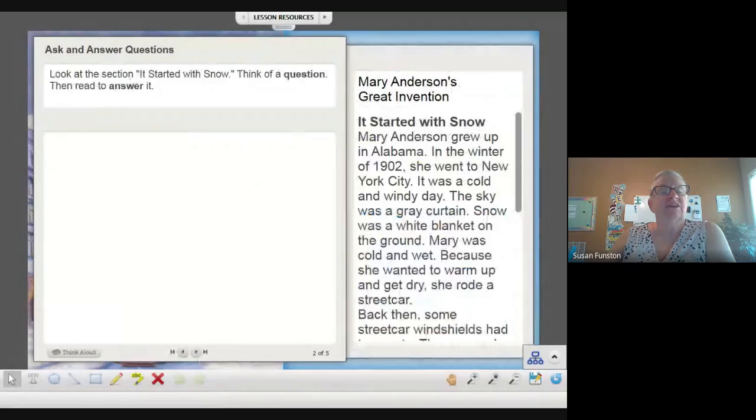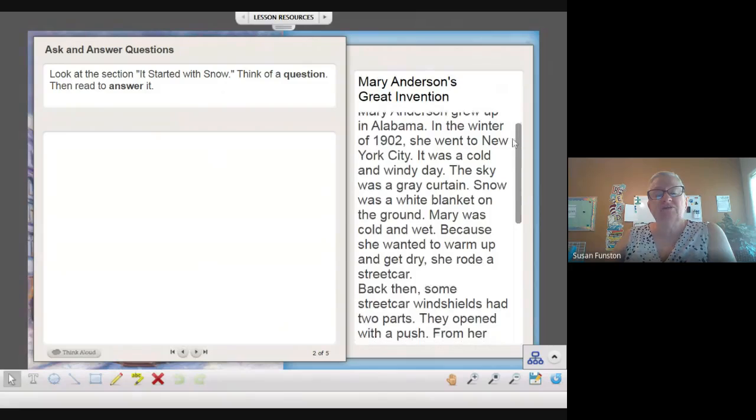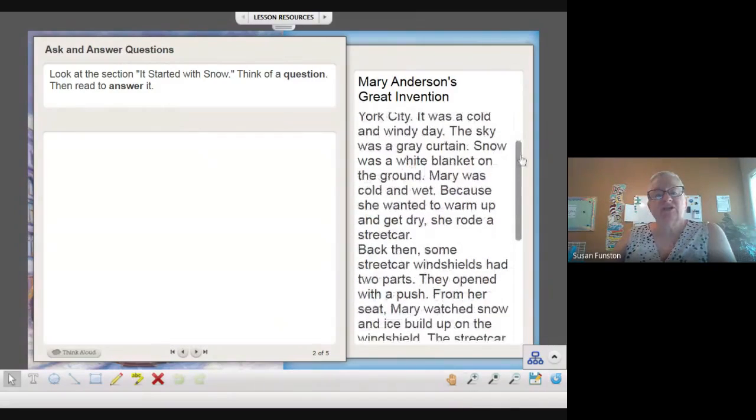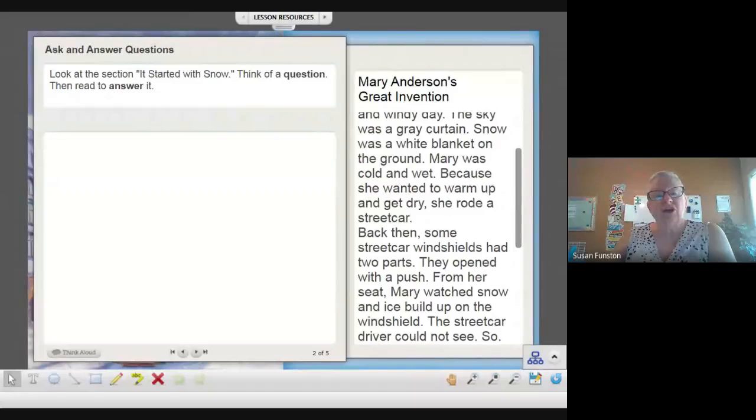So let's look at this section. It started with snow. Think of a question, then read to answer it. It started with snow. Mary Anderson grew up in Alabama. In the winter of 1902, she went to New York City. It was a cold and windy day. The sky was a gray curtain. Snow was a white blanket on the ground. Mary was cold and wet. Because she wanted to warm up and get dry, she rode a streetcar.